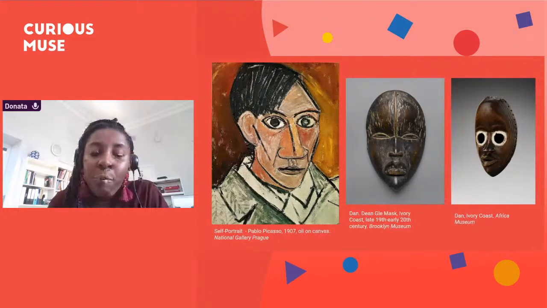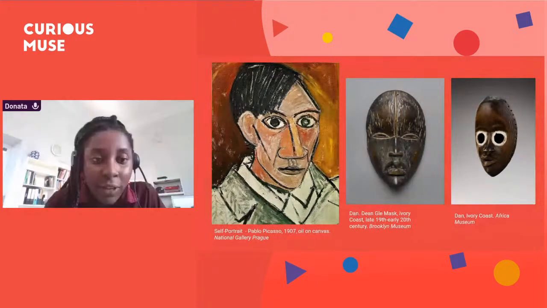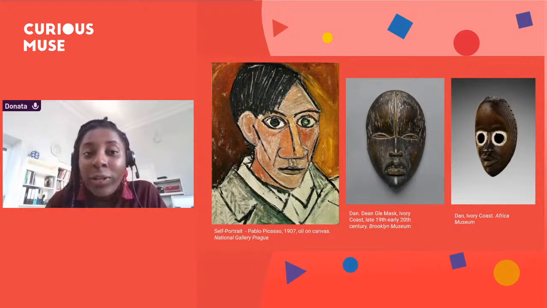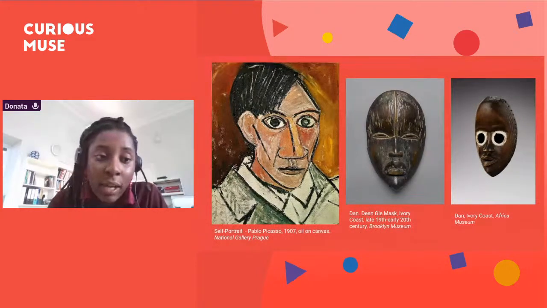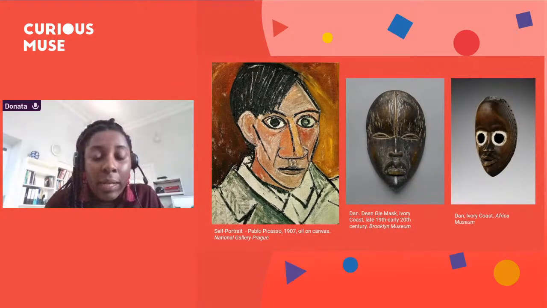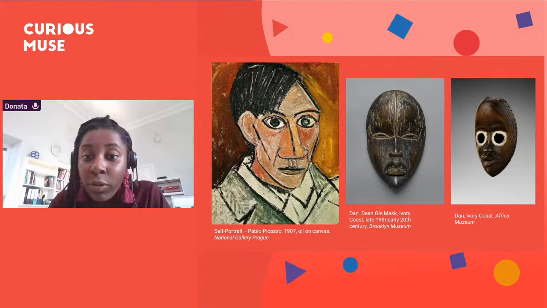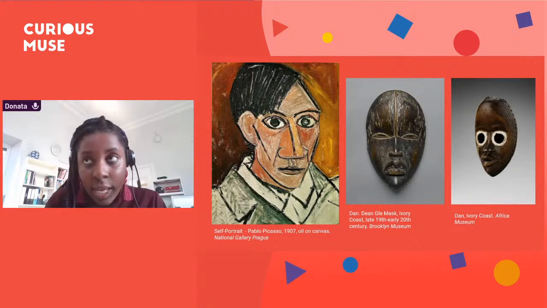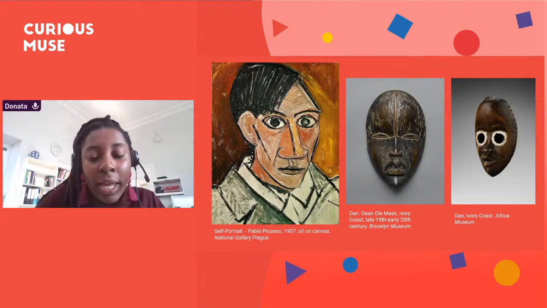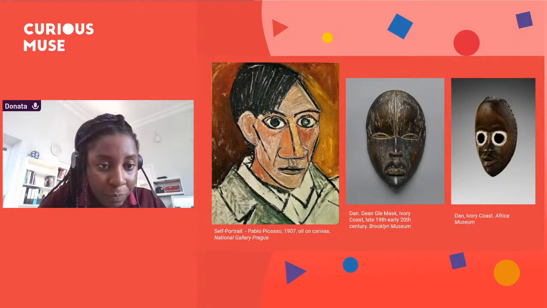This is a self-portrait by Pablo Picasso from 1907, and it's an oil on canvas. Just to give an introduction to him, his father was a painter. He was from Malaga, Spain, and he later moved to France. He's a pioneer of Cubism, and we will see some of his Cubist tendencies coming out in the next artwork that we look at.